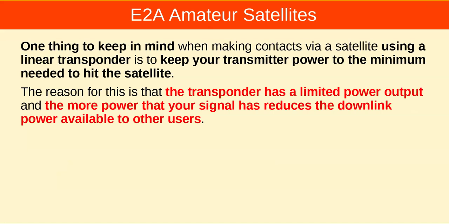One thing to keep in mind is transmitter power. Since the satellite is limited on its actual transmitter output, if you send a very strong signal, it's going to try to transmit an equivalently strong signal. So that takes away from the power capability of other signals that it's trying to transmit.